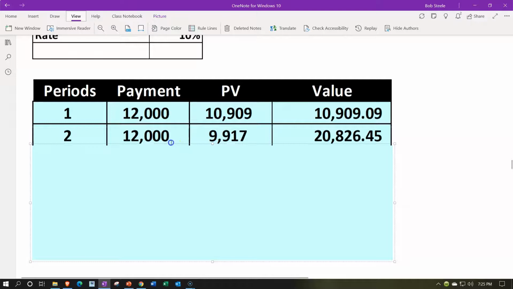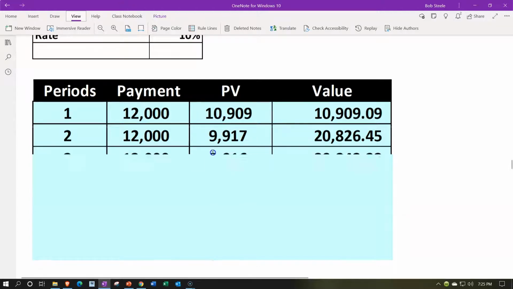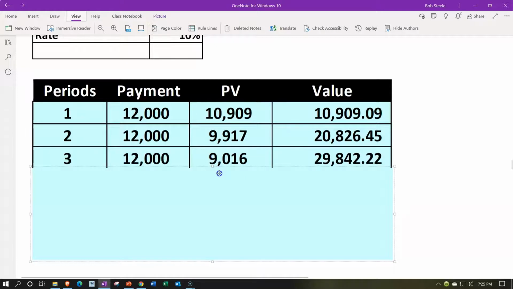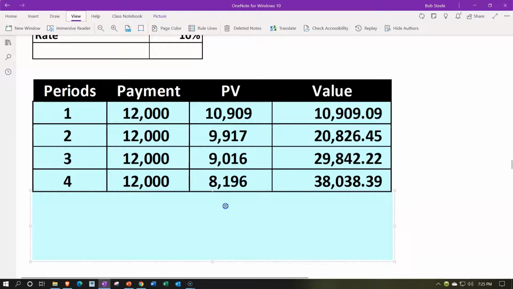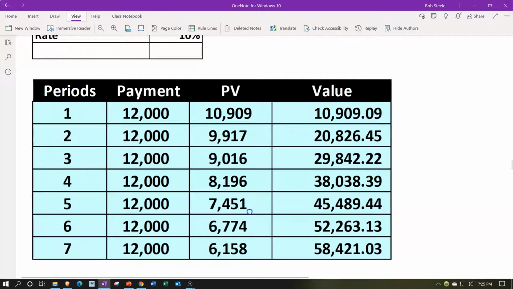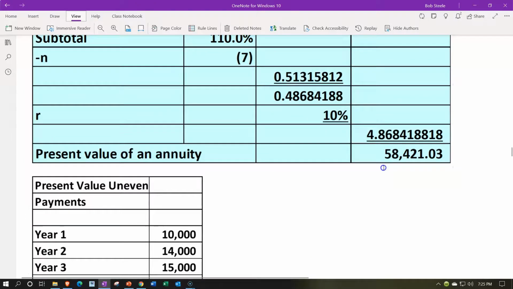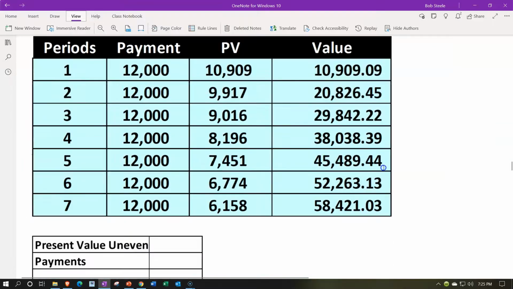2 periods out, we have the 12,000. If we present value that, it's going to bring us the 9,917. The 9,917 plus the 10,909 is the 20,826.45. If we have the third payment, 12,000, and we present value that, we have the 9,016. 9,016 plus the 20,826.45 we had before gives us the 29,842.22 and so on. Fourth payment, 12,000, present valued at the 8,196 and so on. If we add those up, then we get to the 58,421.03, and that's the same as our 58,421.03. So that's another way we can do it.